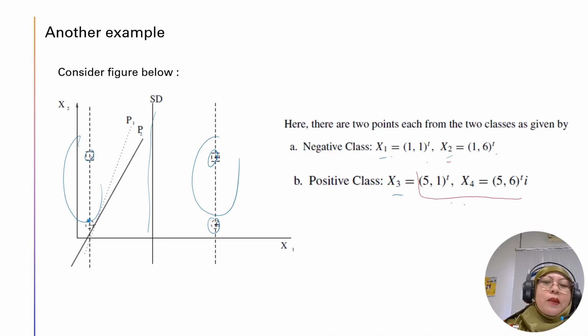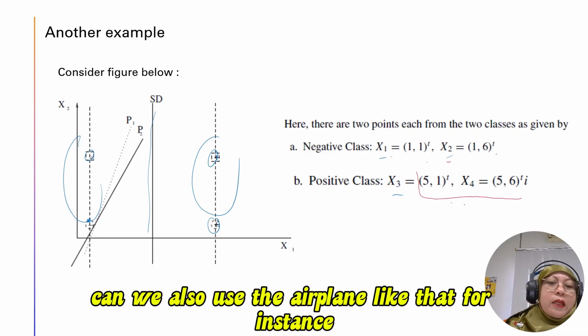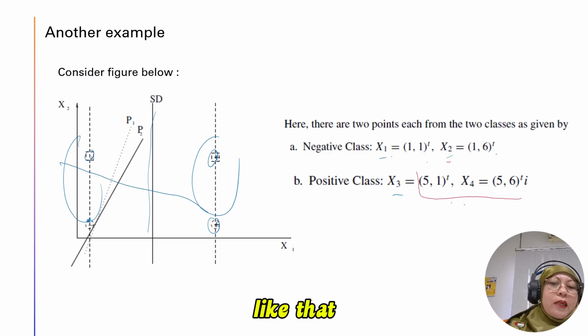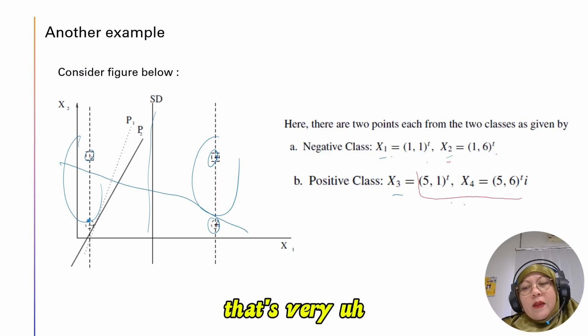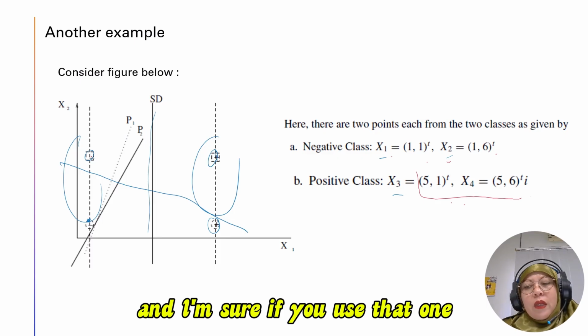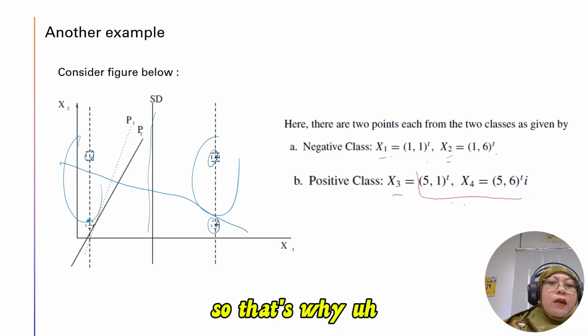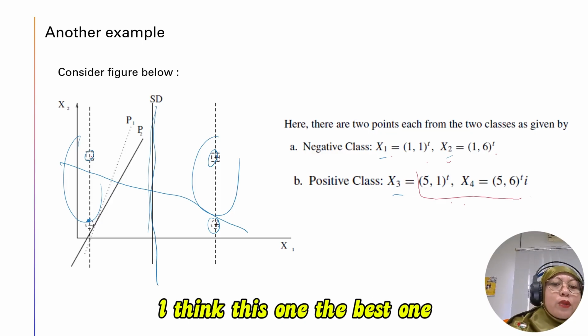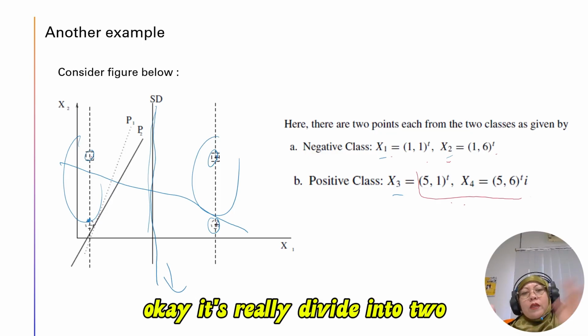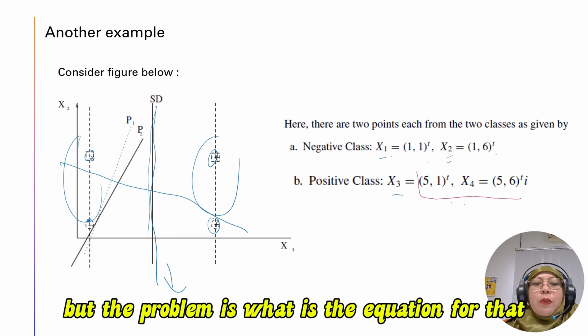Okay, can we also use a hyperplane like that, for instance? I'm sure if you use that one, the error is quite large. So that's why I think this one is the best one. It really divides the data into two. But the problem is, what is the equation for that one?